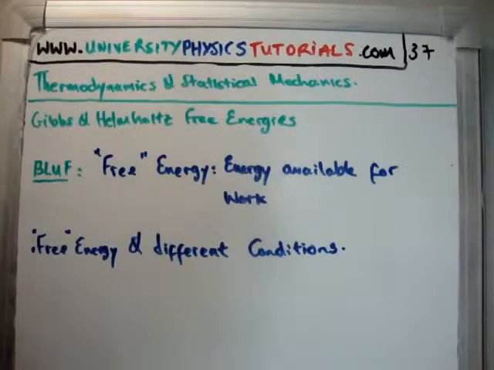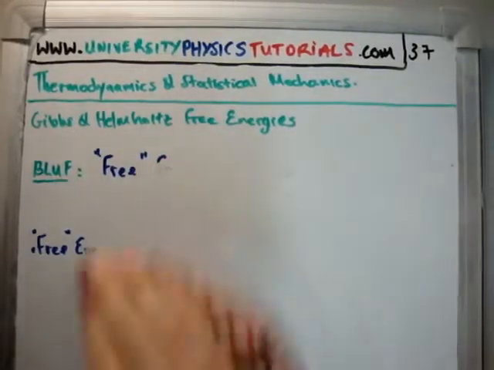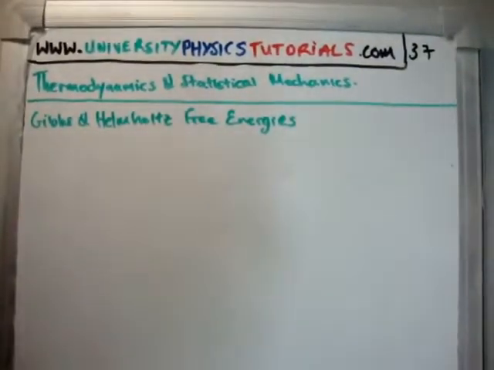The Gibbs and Helmholtz free energies are the energy available for work when you destroy a system or when you annihilate a system, and the reason they're different is because they're the free energies, or the energies available for work, at different conditions. So where do we go from here? Well, let's think about doing an experiment. Okay, and let's think about the thermodynamic quantities.